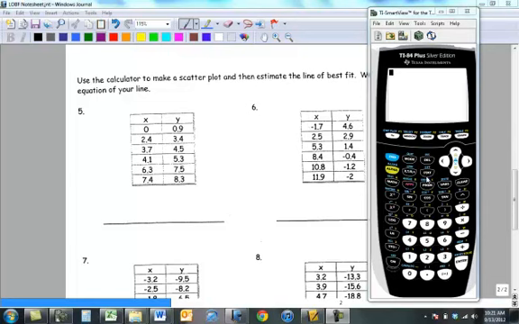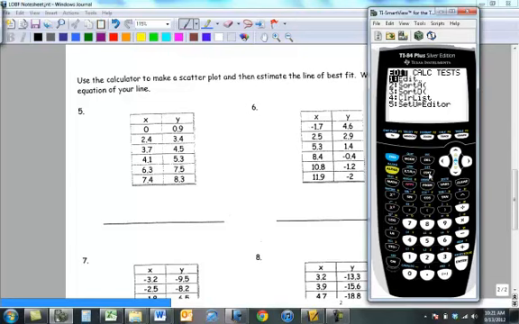So what I need to do is go to Stat, and we're going to edit a list. Edit. Now, hopefully your calculator has list 1, list 2, list 3, so on and so forth. If yours is missing list 1 or list 2 or anything else, you need to reset your list.